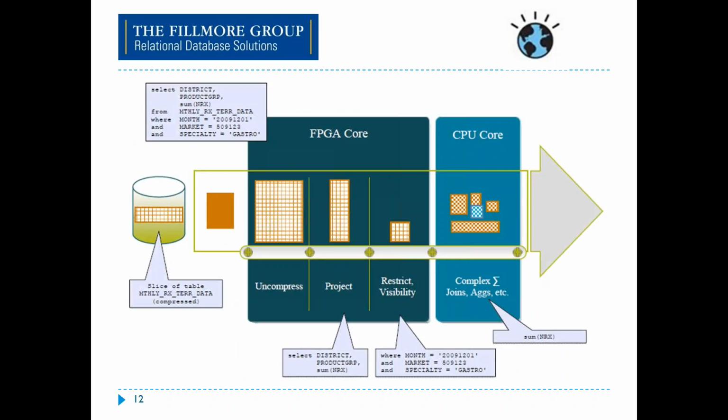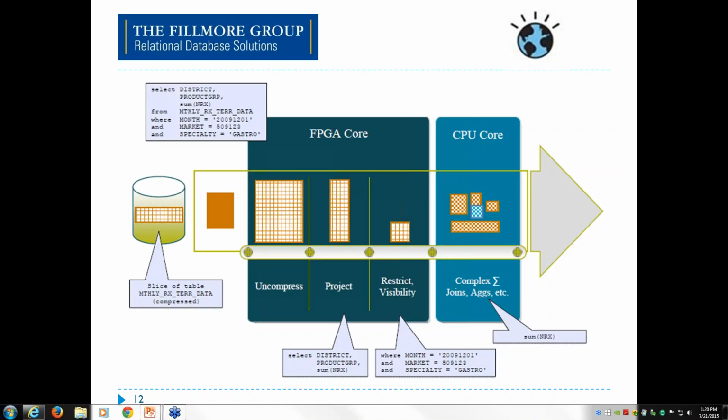So this is the heart of the way that a Netezza would process a query, and we're going to break this down in pieces, and I'm going to get my highlighter back again. So I have a query that you see in the upper left. It is select district, product group, sum from monthly prescription territory data, where the month equals a certain value, the market equals a certain value, and a specialty. So ordinarily, the way that a query like this would be parsed is that an optimizer in an RDBMS would search for an index on things like month or market or specialty.